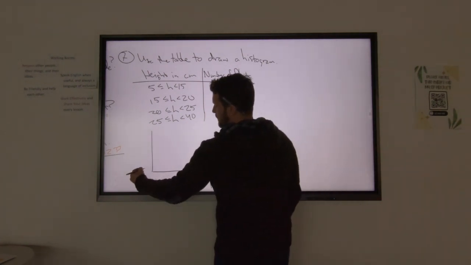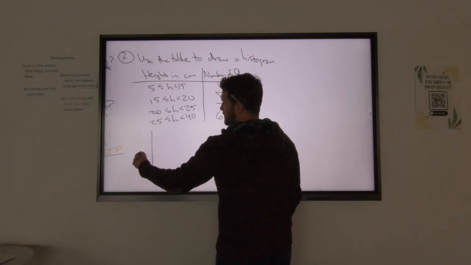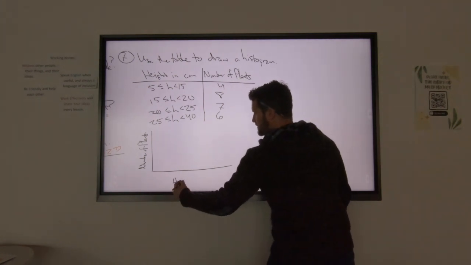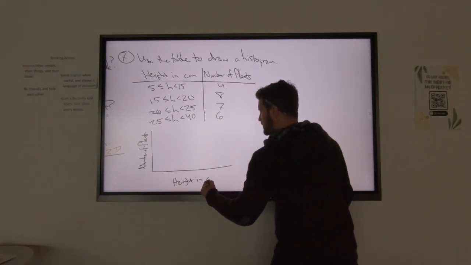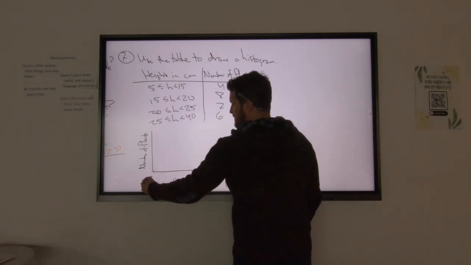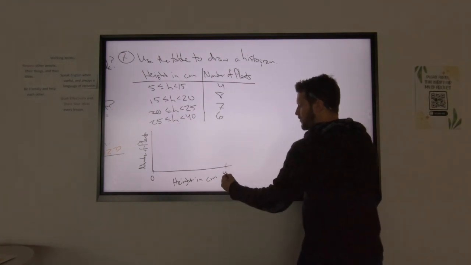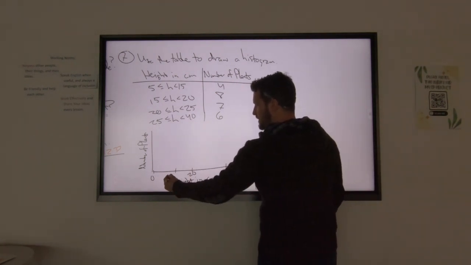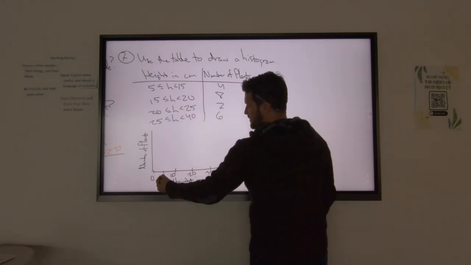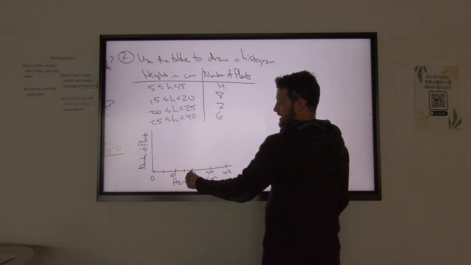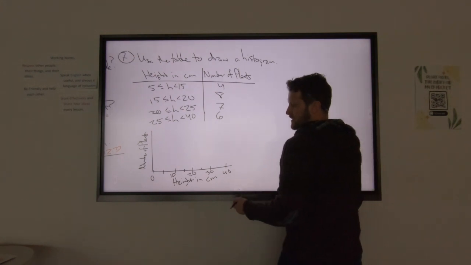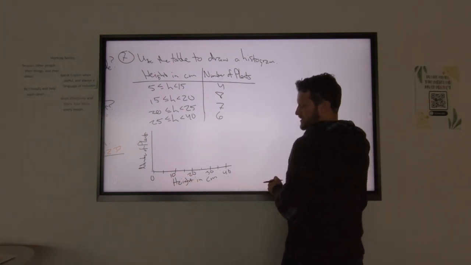I know this is going to be number of plants, which is frequency. I know this is height in centimeters. And I can see these are my intervals. So maybe I'll just start at 0. I'm going to go up to 40. So 20 is in the middle, 10, 30. I want 5 to 15. So there's 5, there's 15. 15 to 20, I have it. 20 to 25, there's 25. 25 to 40, I have those. But I guess I've gone every 5, so I might as well mark this.